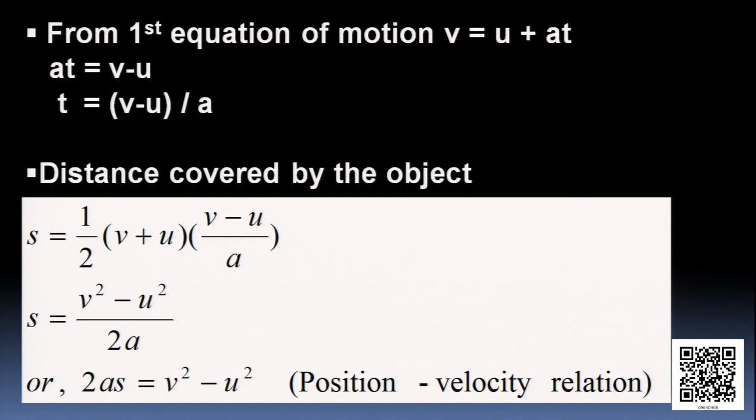So this is the third equation of motion. This is called the position velocity relation. So these are the three equations which represent the equations of motion. Now you know how to derive the equations of motion by the graphical method. The graph you are using in this case is the velocity time graph, under which an object moves with uniformly accelerated motion.